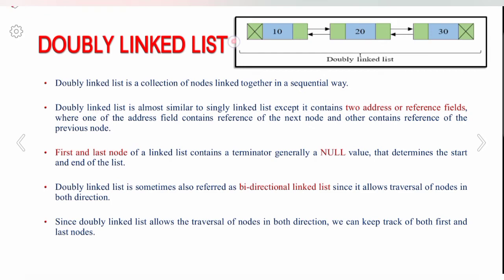So this is the diagram. Here the starting header node is represented by a null value, so one link is represented by a null value that denotes the start of the list. The tail node of the linked list is represented by a null value that denotes the tail or ending of the linked list. Since the header node does not have a previous node and the tail node does not have a successor node, that's why we are using the null value to represent this.